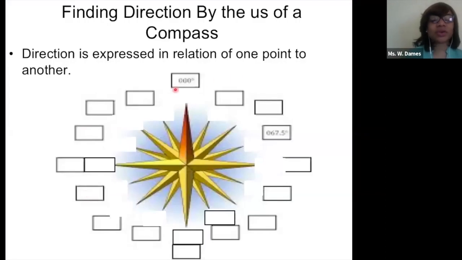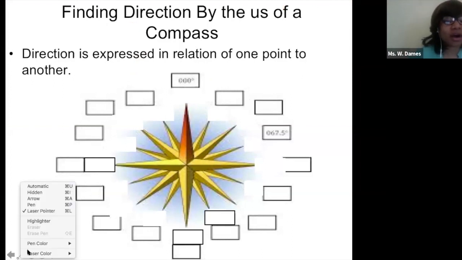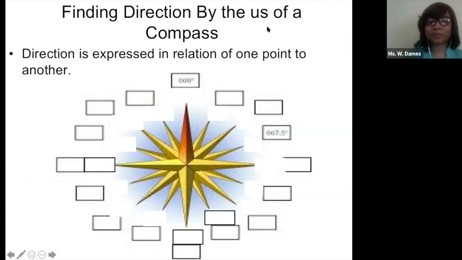Okay, so here you see this is a compass that you all should be familiar with. And of course, the compass is used for finding direction. So first of all, we have what we call the 4 main cardinal points. Can anyone identify for me the 4 main cardinal points? What are the 4 main cardinal points? Excellent, Raven.